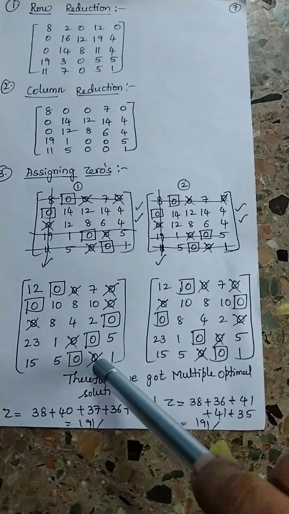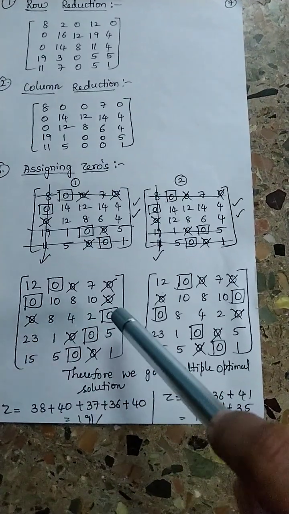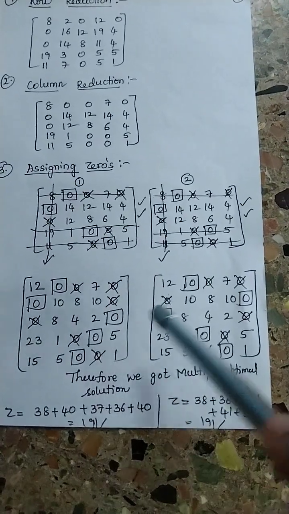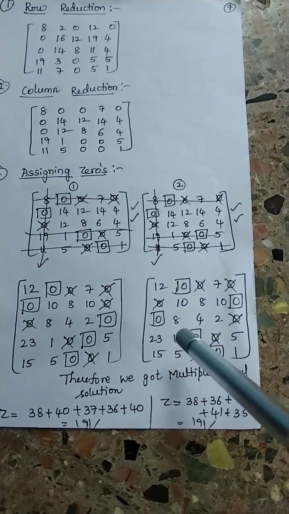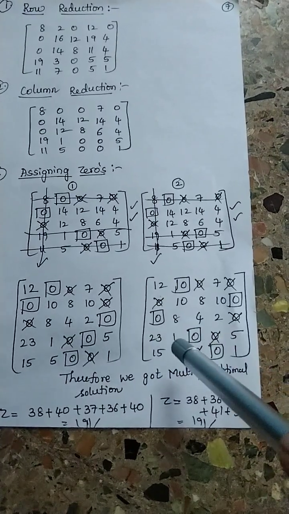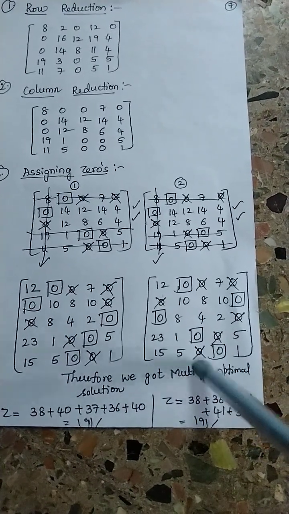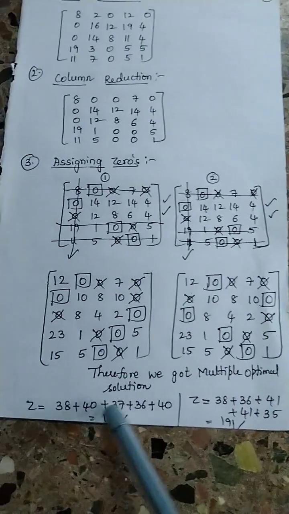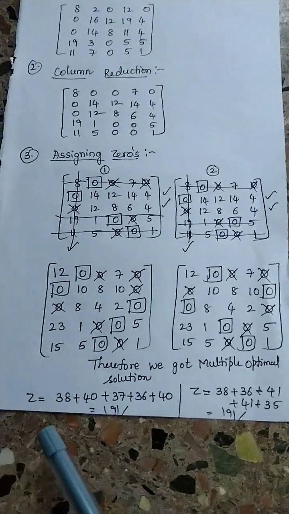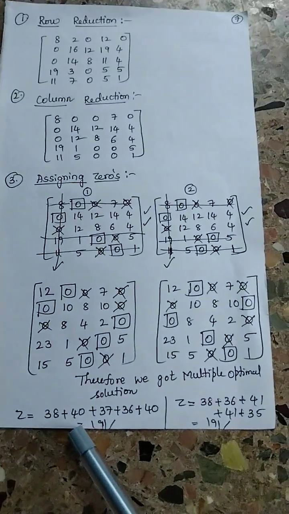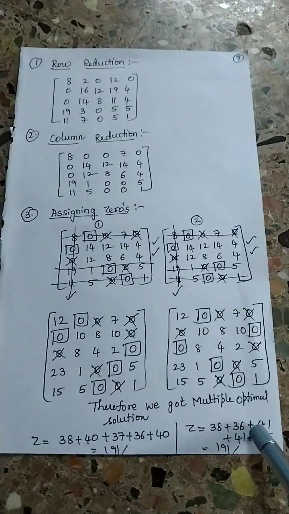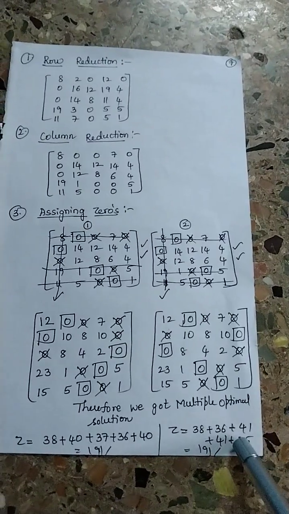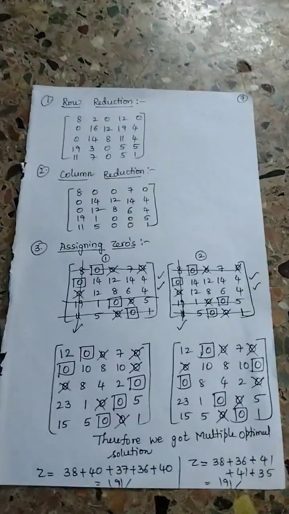So here in the first matrix you have given assignment to the fourth row, fourth column. So here it is going to give fourth row, third column is going to be assigned, and this 0 will be cancelled. This 0 will be assigned, and this 0 will be cancelled. So we got the multiple optimal solution, and you got the value of z here as 191 and here also as 191. By choosing the values from the given question, you are going to write that solution. Thank you.